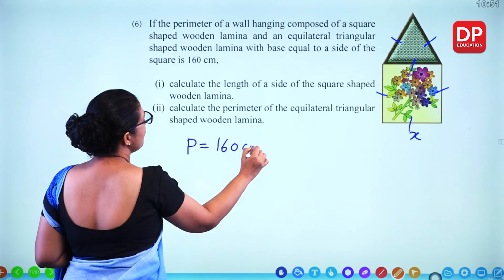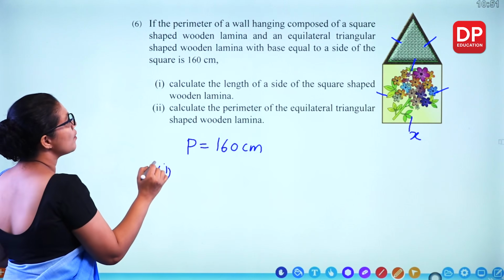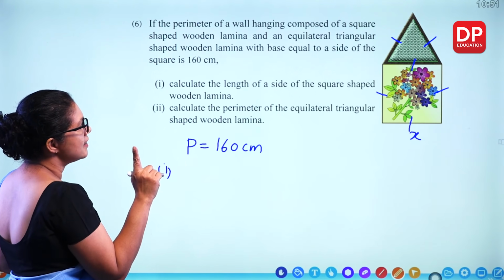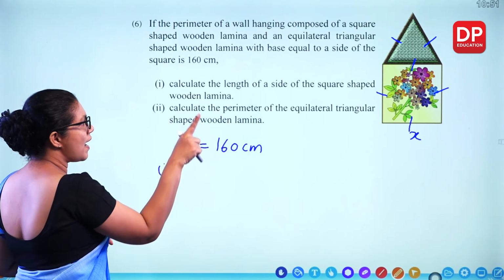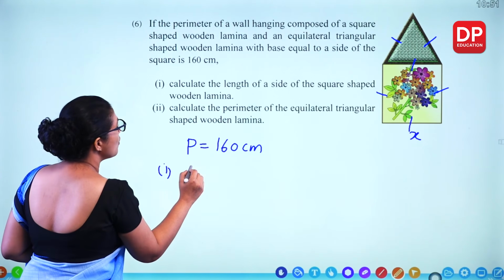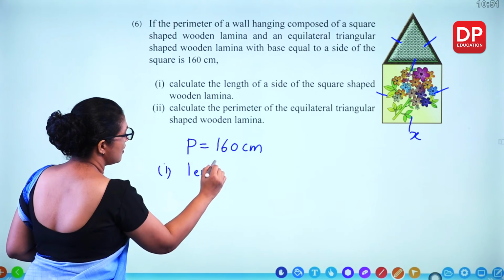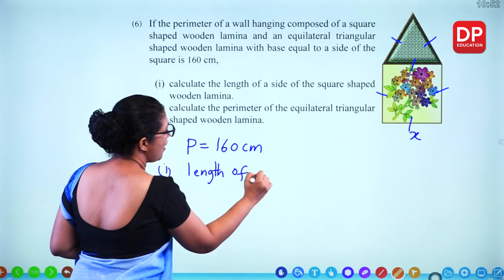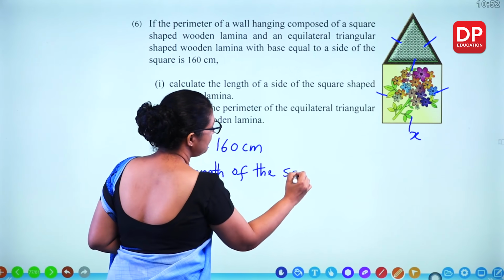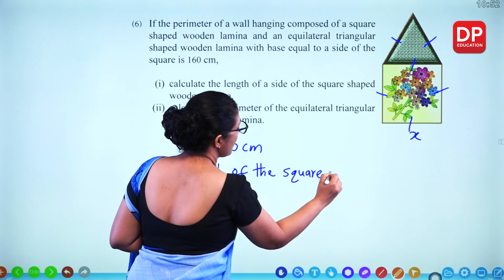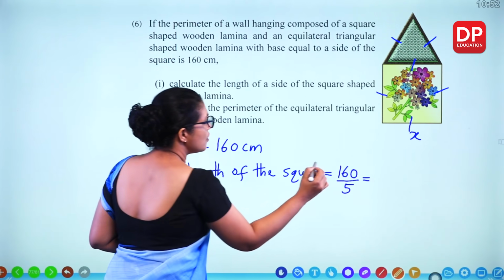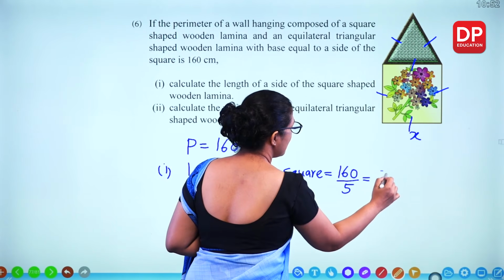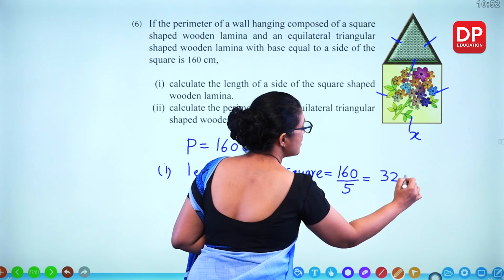So what's the first question? Calculate the length of a side of the square-shaped wooden lamina. That means altogether 5 sides are there. So the length of the square is 160 divided by 5. You get 32 centimeters.